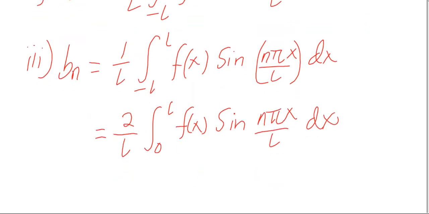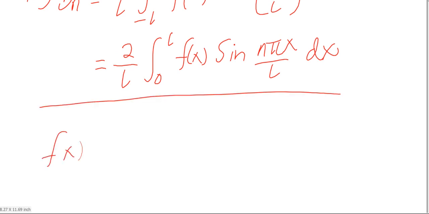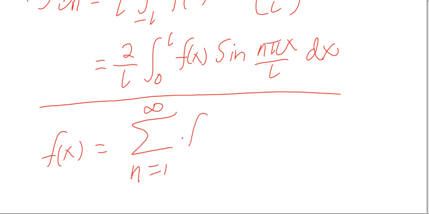then multiply the result by 2. So for the case where the function is odd, we see that now the series reduces to the sum from n equals 1 to infinity of bn sine of n pi x over L.